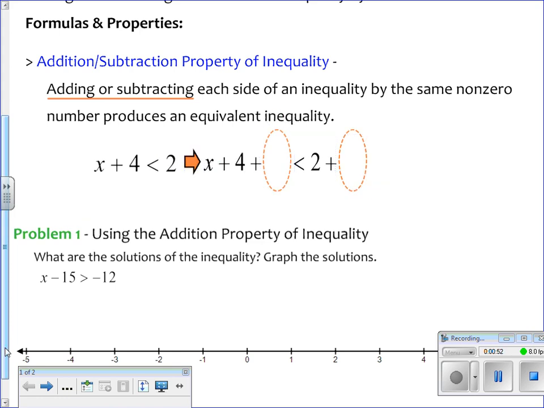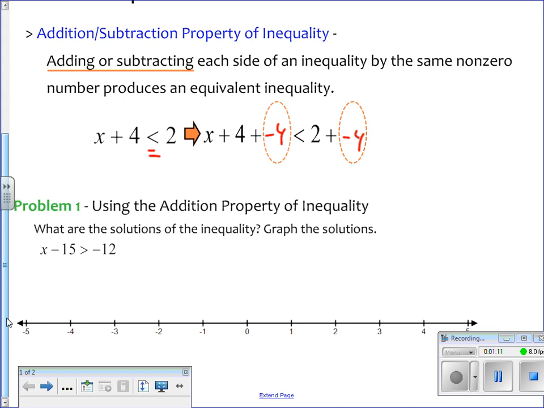So, for example, if I want to solve this one, if it was an equal sign, what would I do? I would subtract 4 from each side. So I subtract 4 from each side. Just because it's an inequality doesn't mean that I don't solve it the same way.